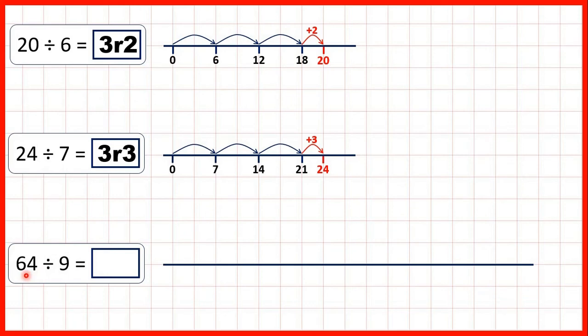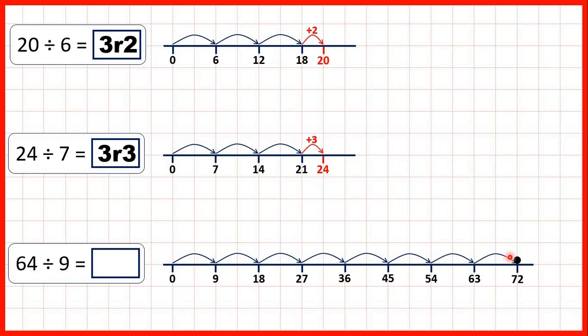Now we have 64 divided by 9, so let's count up in steps of 9. 9, 18, 27, 36, 45, 54, 63. Now if we added another jump of 9, that would take us to 72, but we were only dividing 64. So we need to stop at 63, and then from 63 we just need 1 more.